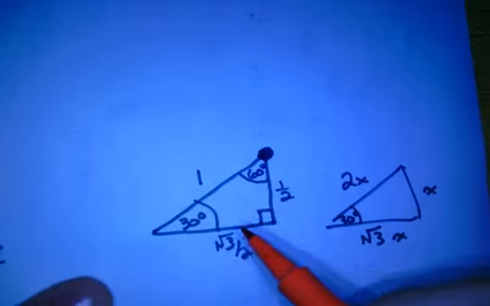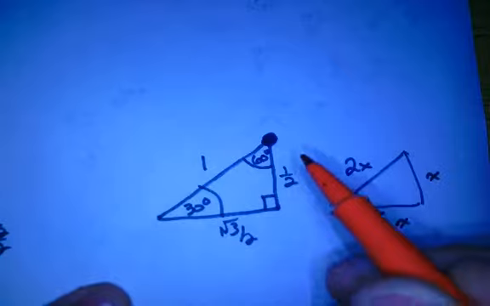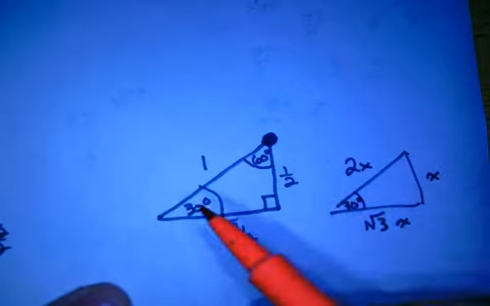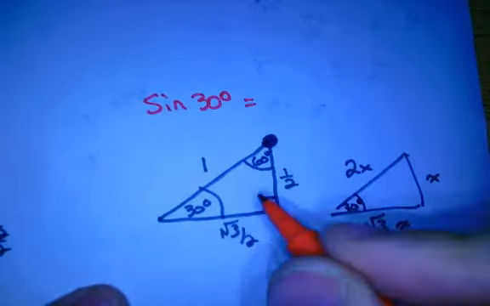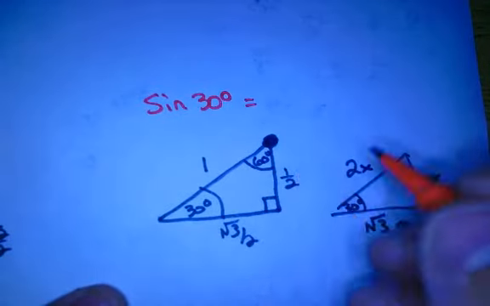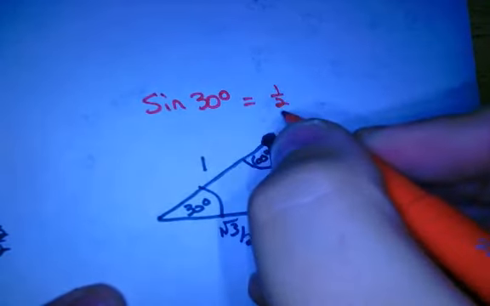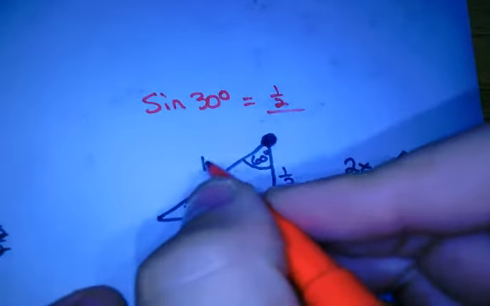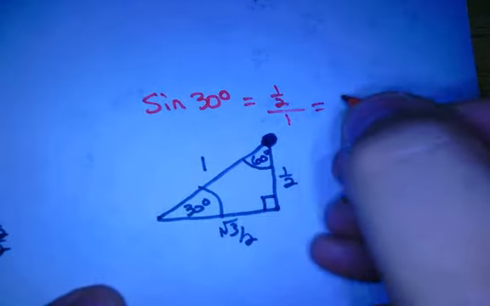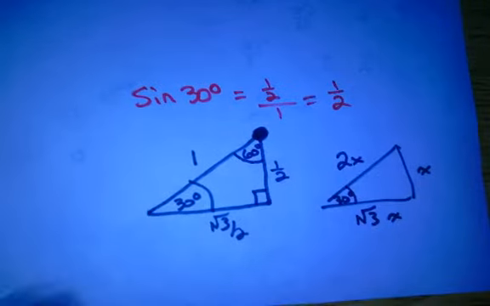What is sine of 30 degrees? Look at my triangle here. This is for my unit circle. I drew this for 30 degrees. What is sine of 30 degrees? It's opposite over 1. So the answer is? Sine of 30 is 1/2. Memorize that. Don't worry, I'll help you.